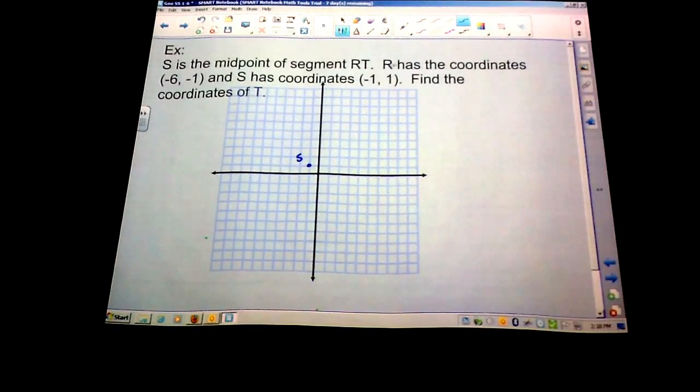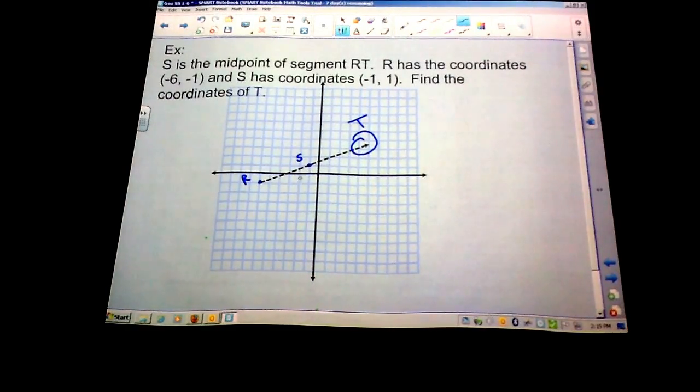Now I'm going to plot one of the endpoints that I know, which is R, at -6, 1. So I count 1, 2, 3, 4, 5, 6, and -1. So here's my R. Well, I know that this segment that I'm creating is going to start at R, go through S, and it's going to end up somewhere over here. So I know I'm looking for a point that's going to be somewhere over here in quadrant 1 that's going to be called T.